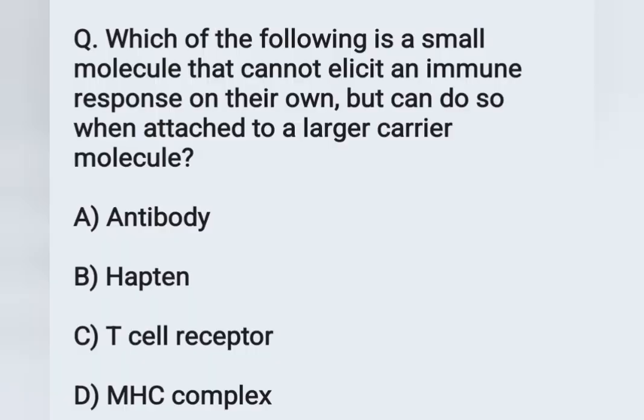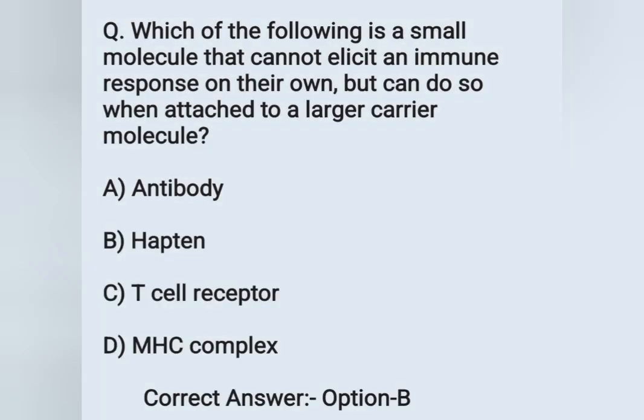Which of the following is a small molecule that cannot elicit an immune response on its own but can do so when attached to a larger carrier molecule? Options: option A antibody, option B hapten, option C T cell receptor, option D MHC complex. The question is about a smaller molecule that doesn't have its own immune response, but has an immune response when it is attached to a larger molecule. That is known as hapten. Option B is the correct answer.